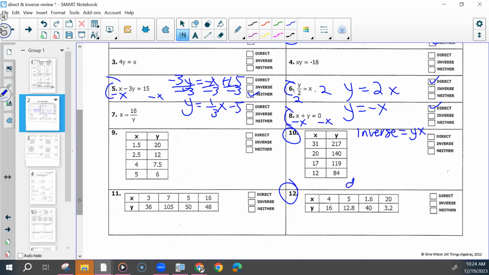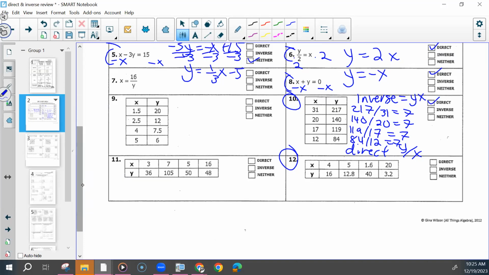So then for direct, we have to divide y by x. So 217 divided by 31 is 7. 140 divided by 20, 119 divided by 17, and 84 divided by 12. 7. Right, you have to make sure they all work, because if one doesn't work, it's not whatever you were solving for. So these are all 7, so this is direct.